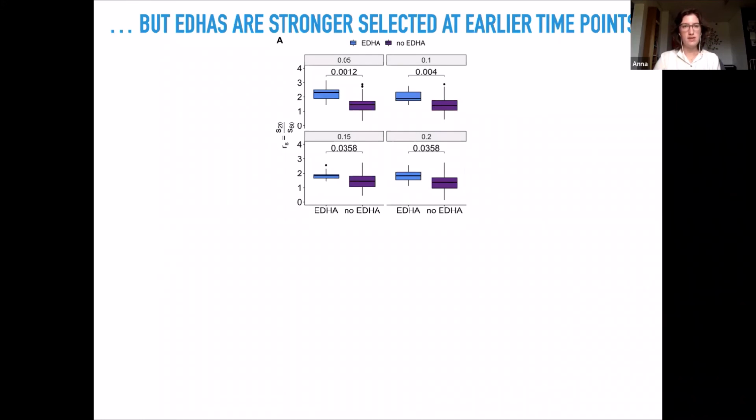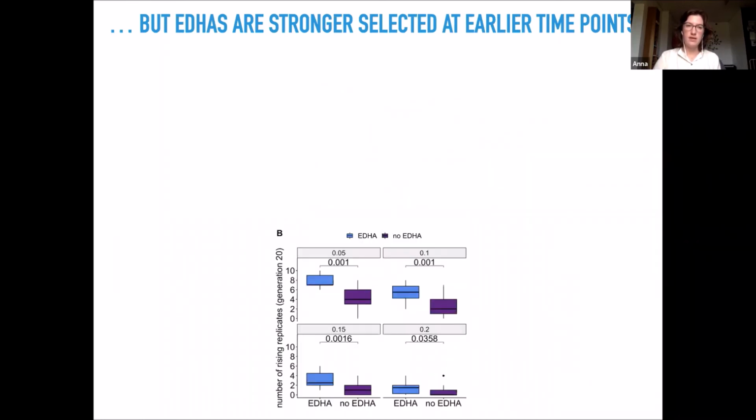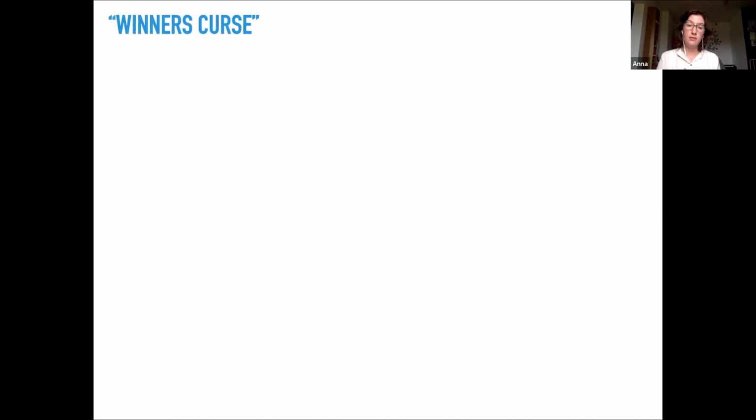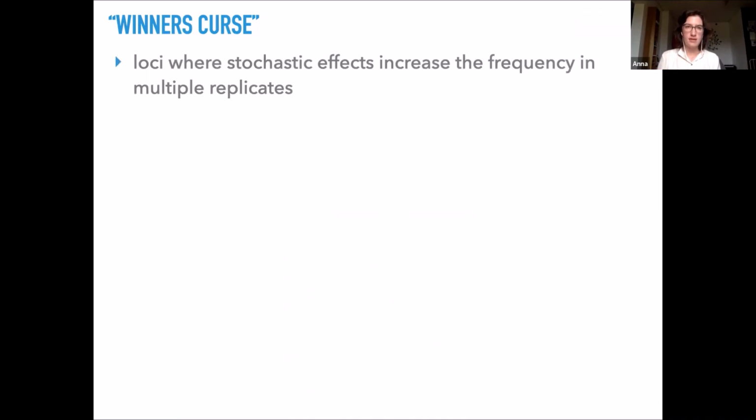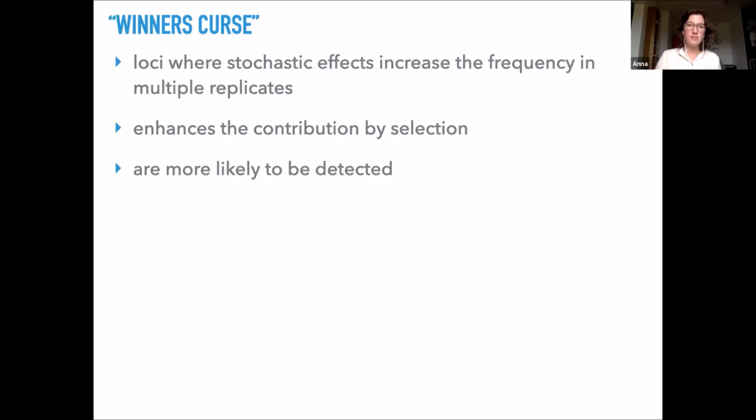And consistent with this finding, what we see is that EDHBs, the early detectable haplotype blocks, also rise in more replicates in generation 20. And this is something we link to the winner's curse. So what does this mean? Loci where stochastic effects increase frequency in multiple replicates can enhance the contribution by selection. And this makes them more likely to be detected if you do a genome-wide scan.